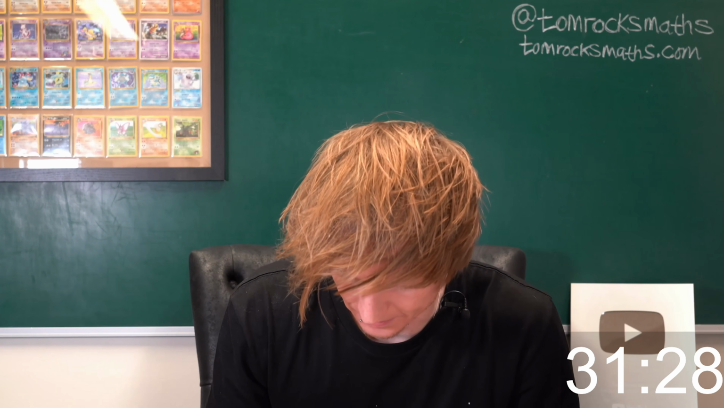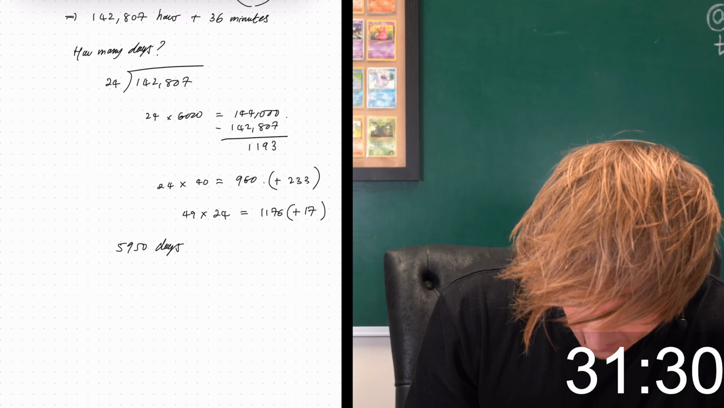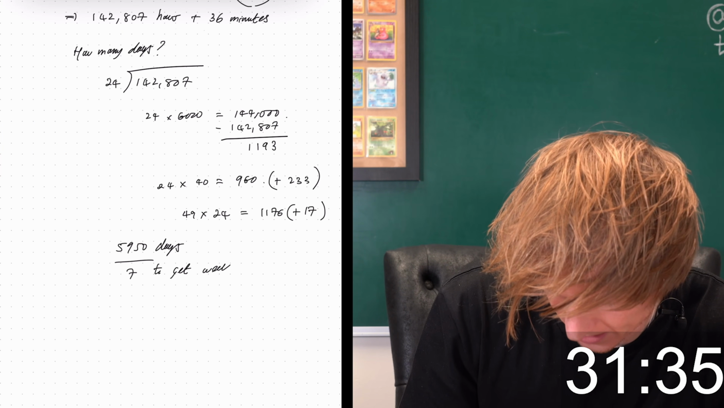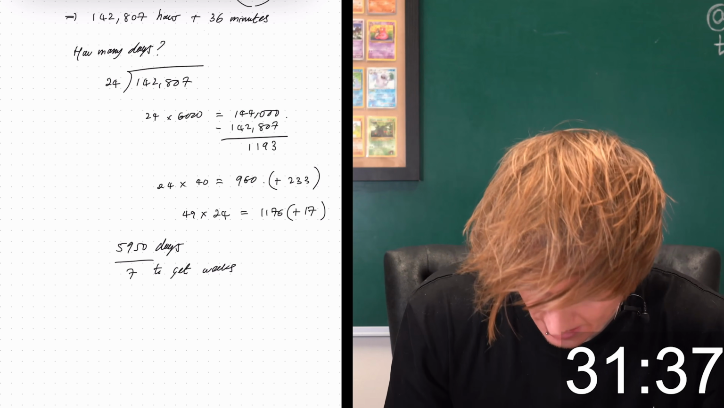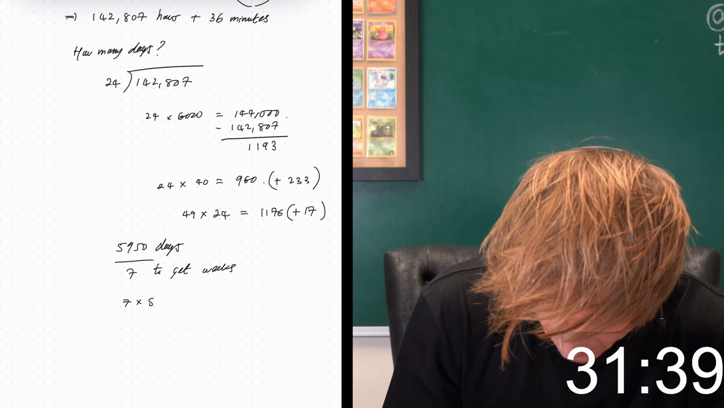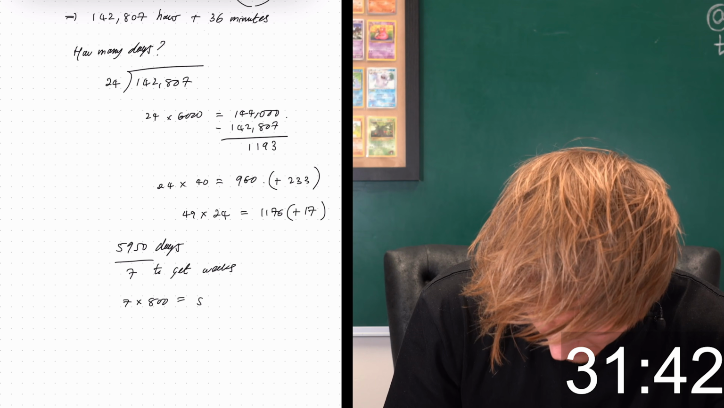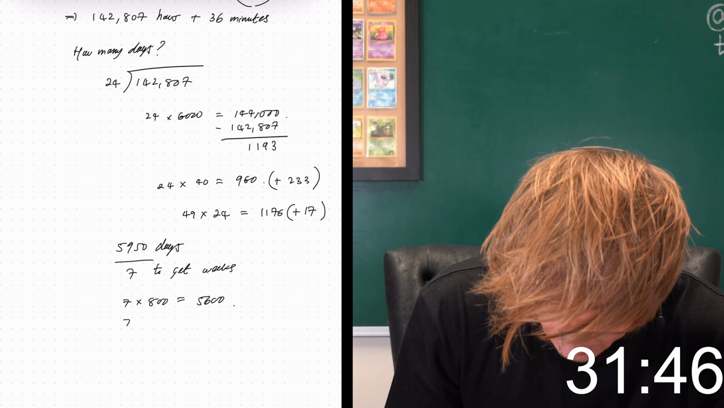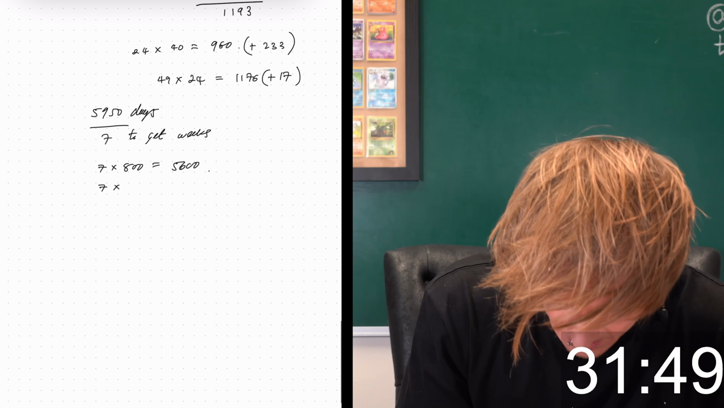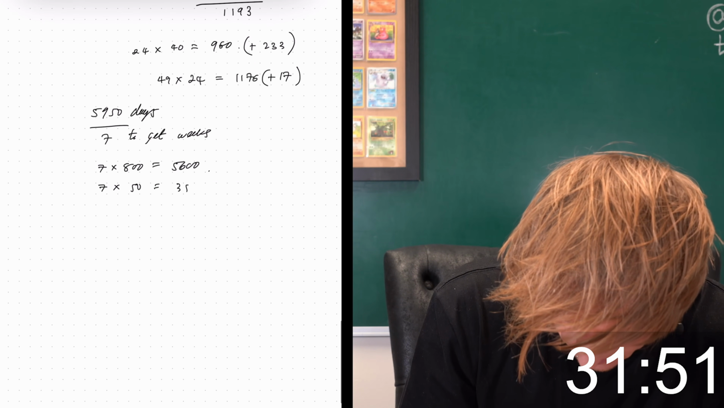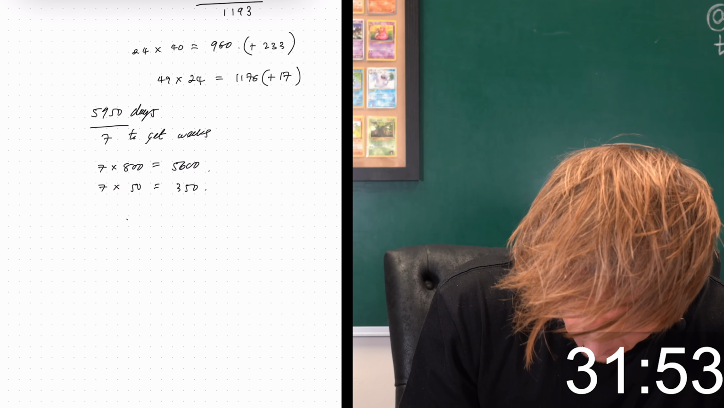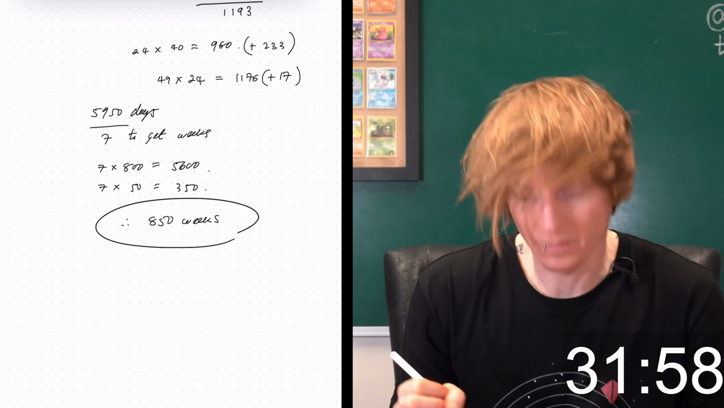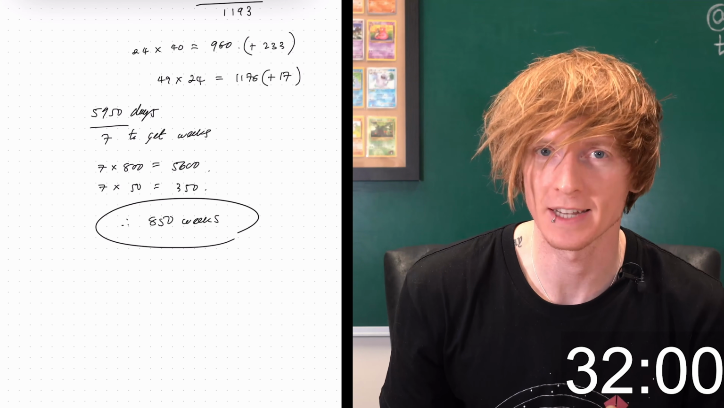So then how many weeks? So you have to divide by 7. So divide by 7 to get weeks, which is finally what we're trying to get. Okay, so 7 times 800 is 5,600. And then we need the 350. So 7 times 50 equals 350. So it's 850 weeks. Therefore, 850 weeks. Okay, we're going for whole weeks. It's 850. That's my answer.